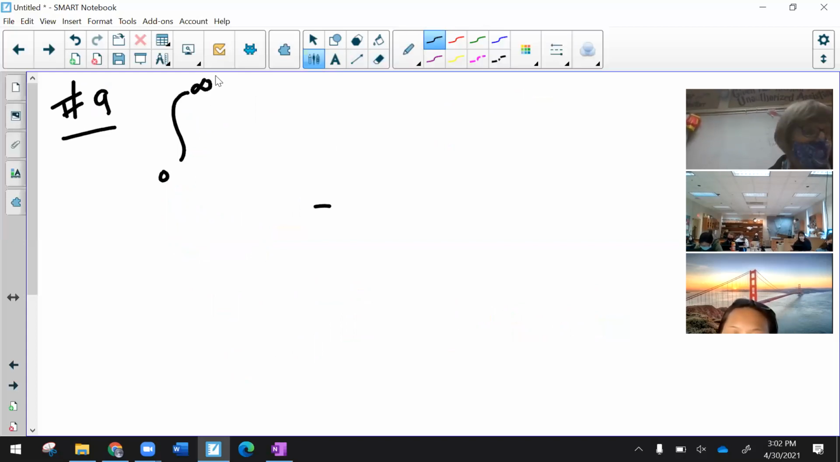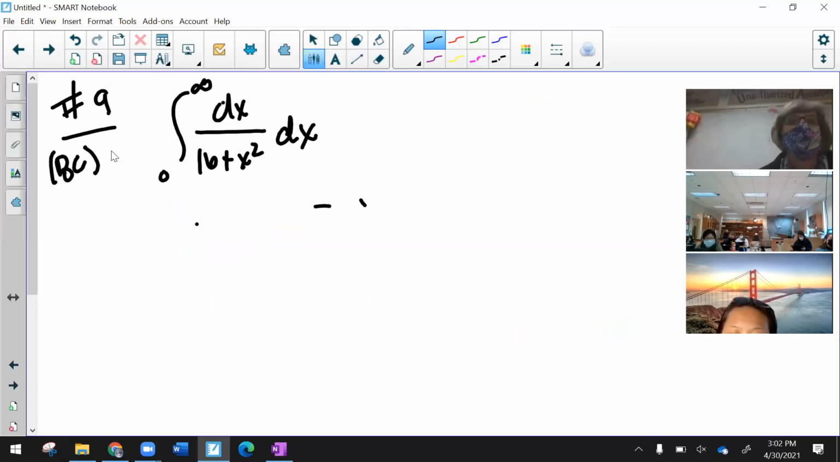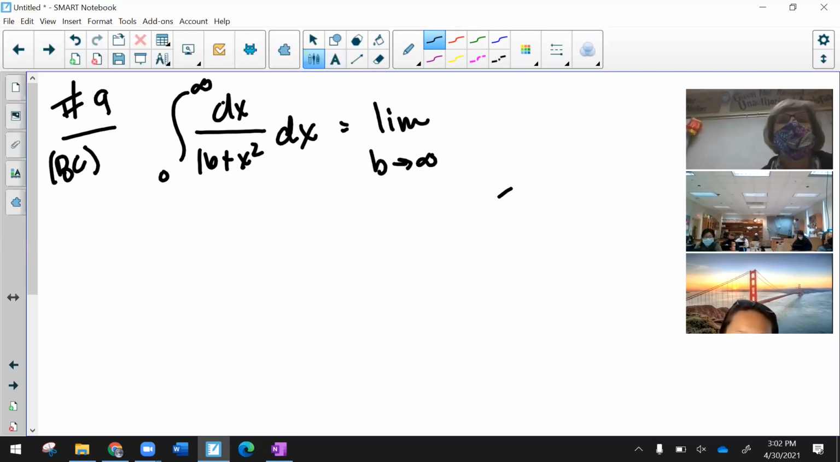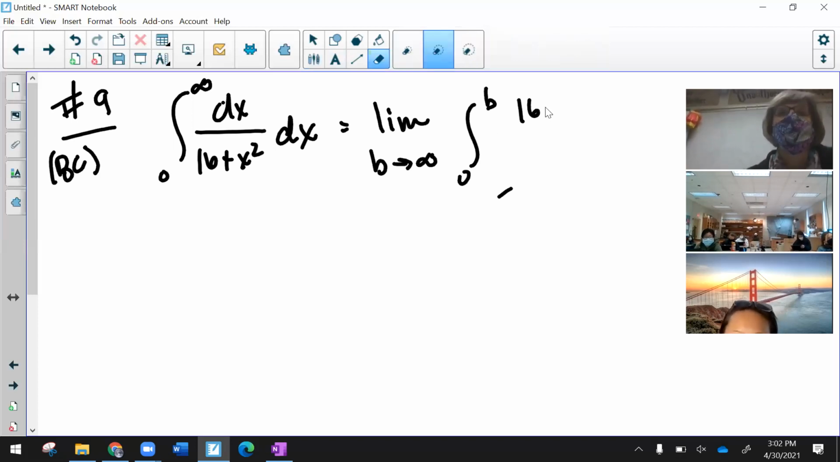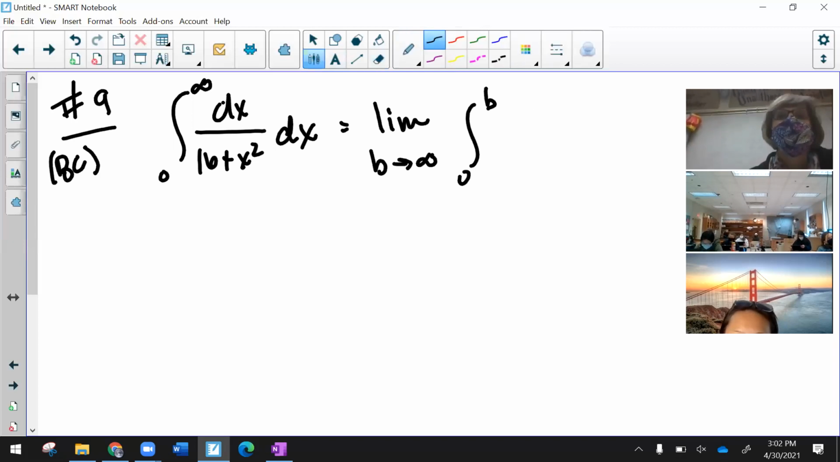The integral from 0 to infinity, the infinity part is tough, dx over 16 plus x squared. So this is the BC, but it's a decent one for AB folks to remember some things. First of all, remember that I can't really take an integral of infinity. So I'm going to take the limit as b goes to infinity of the integral from 0 to b of dx over 16 plus x squared.